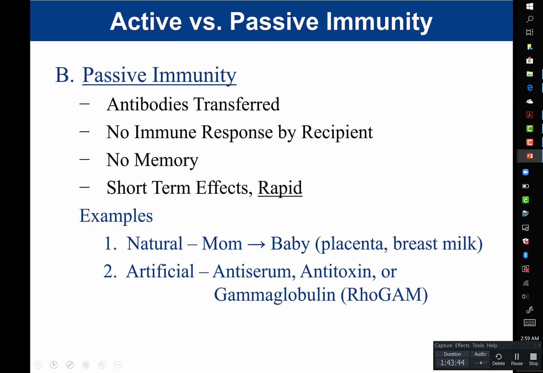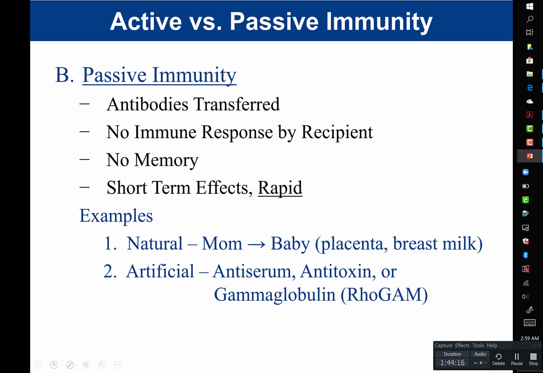Passive immunity. Passive immunity is where antibodies are transferred. No immune response occurs by the recipient. And so if the body does not mount the immune response itself, there is no memory created. This has short-term effects, but the effects are very rapid. And so in terms of passive immunity, we can have natural passive.